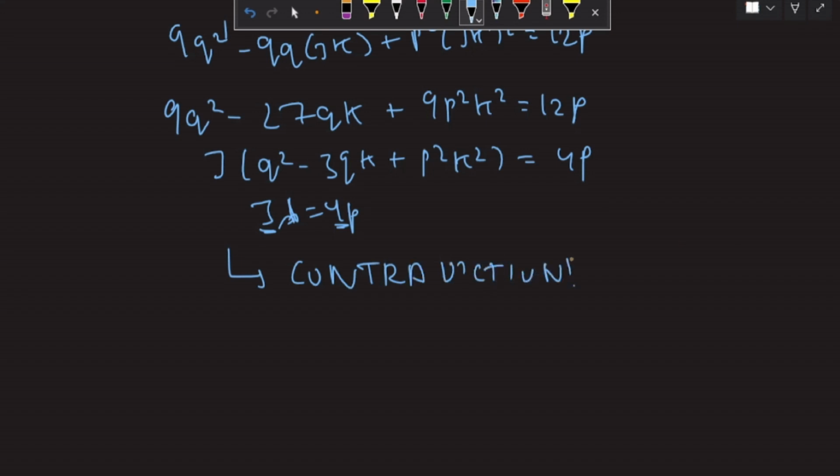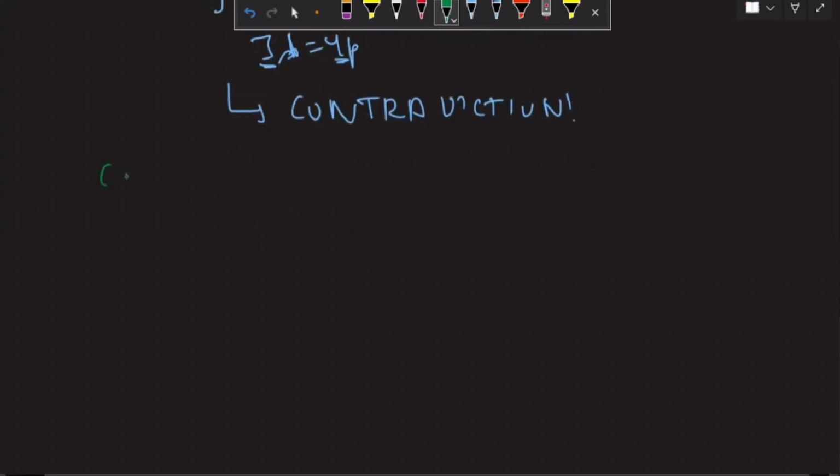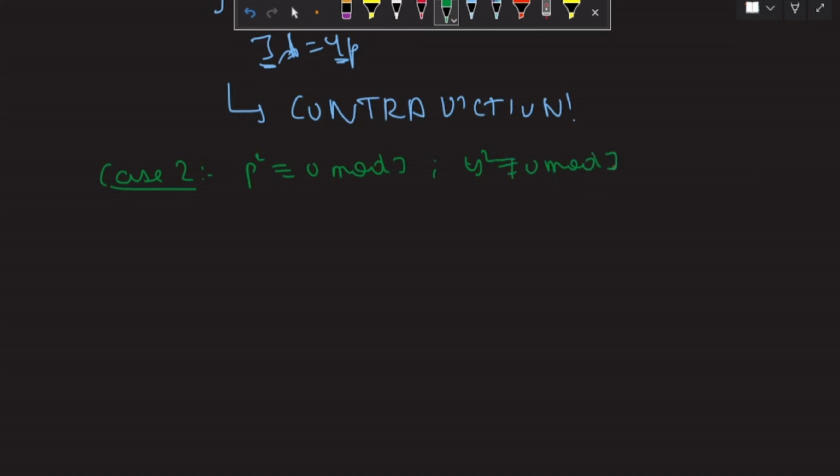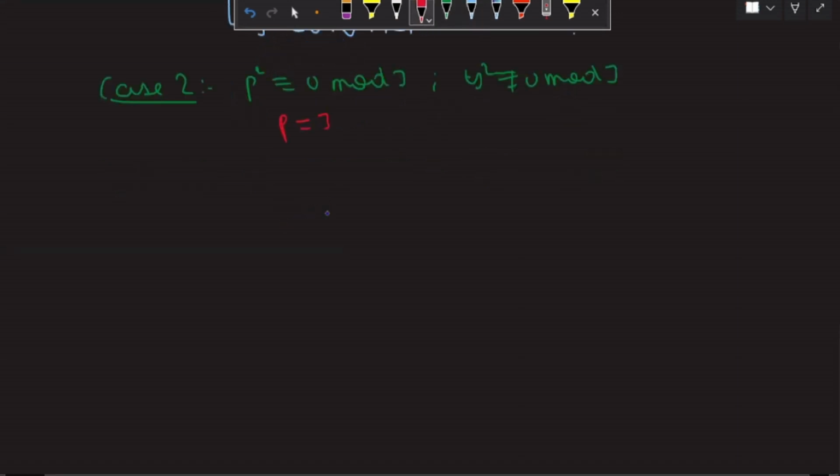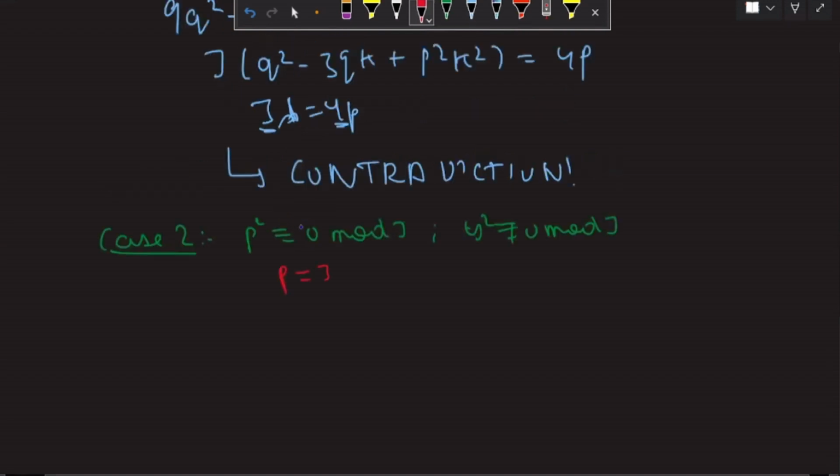But anyways, we still have one more case to deal with. Case 2 is when p is congruent to 0 mod 3 and y is not congruent to 0 mod 3. Sorry, y square, and here it should be square, is not congruent to 0 mod 3. And since p square is 0 mod 3 and p is a prime number, it will only be possible when p is 3. So that simplifies stuff a lot for us.